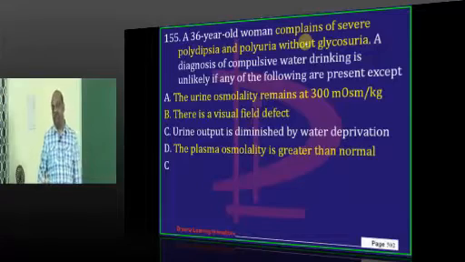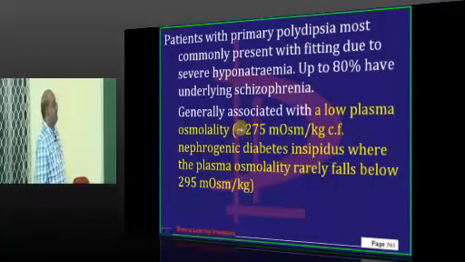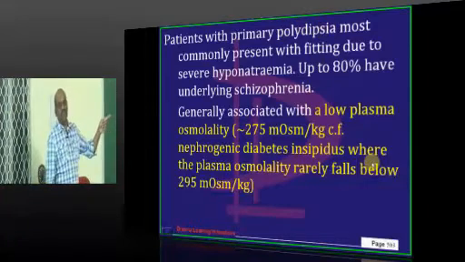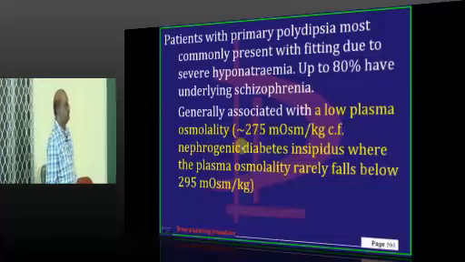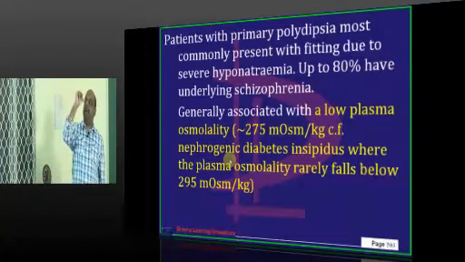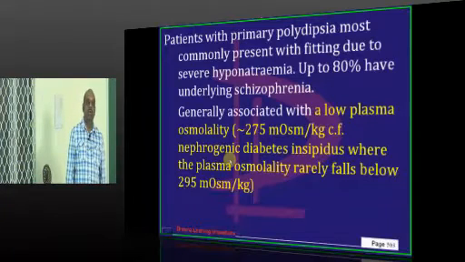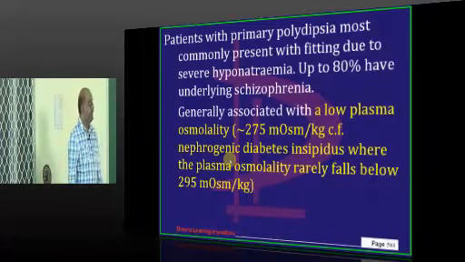How to differentiate between the two? Typically, primary polydipsia is associated with a low plasma osmolality. क्यों? जितना पानी आप पी रहे वो क्या कर रहे? पूरा प्लाज्मा को डाइल्यूट करके ऑस्मोलैलिटी को डिक्रीज कर रहे.